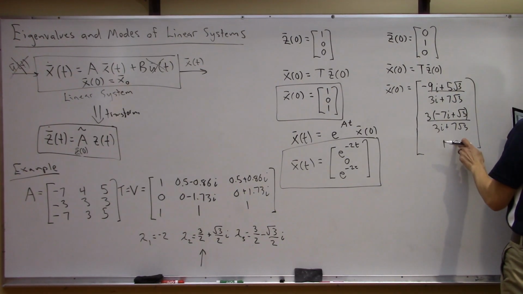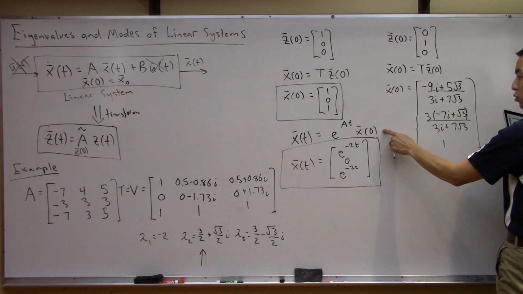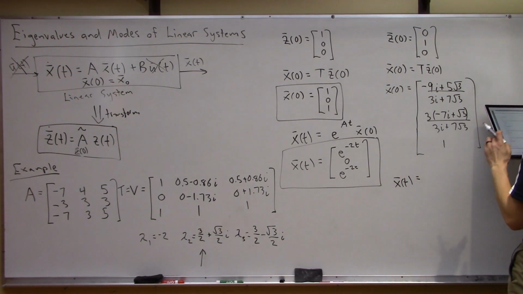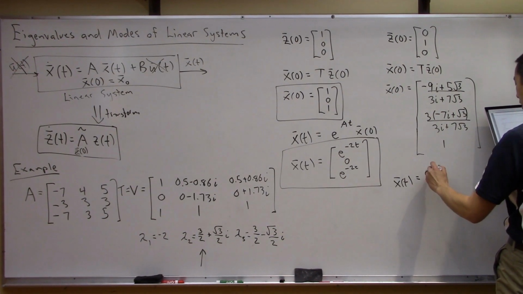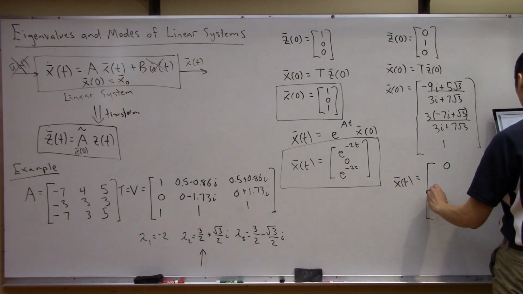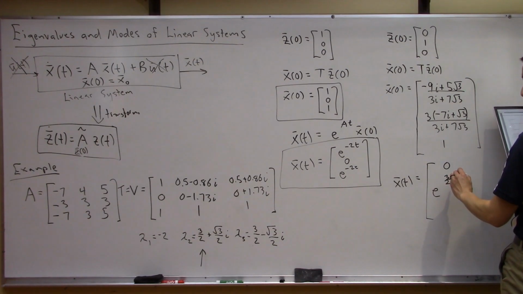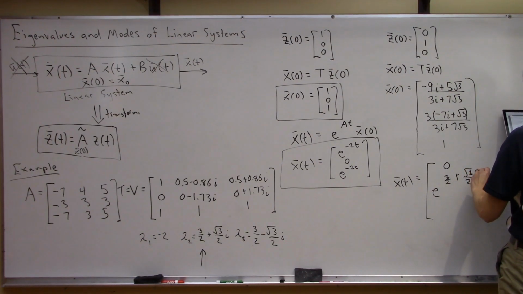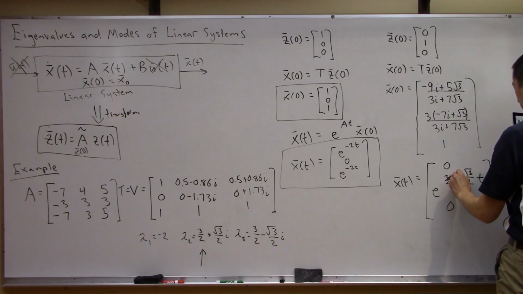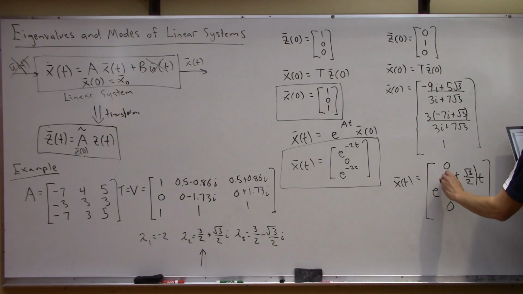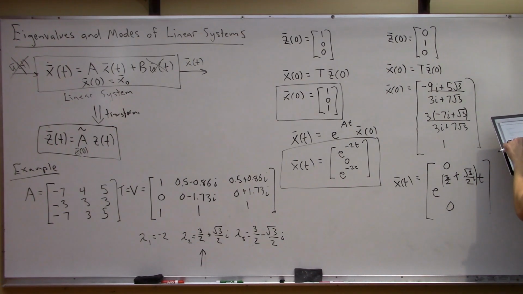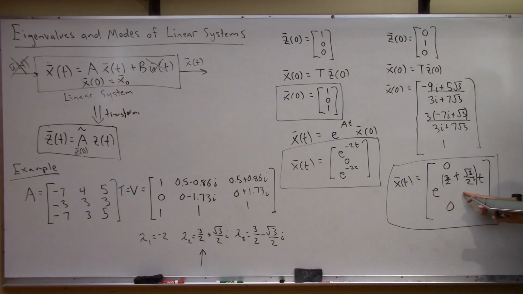So you get this imaginary initial condition, which, if you plug it into this, what you end up with for our state trajectory is that the response looks like 0 and then e to the 3 halves plus root 3 over 2 t and 0. Sorry, I think this should be like that. Should there be an i here? I think there should be an i here. Did I get that right? Yep, there we go.